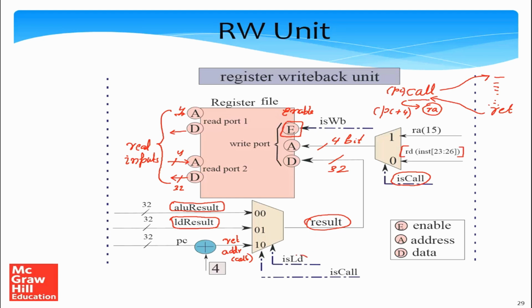So let's use 2 control signals, is load and is call. If both of them are 0, we choose the ALU result. If is load is 1 and is call is 0, it means it's a load, so we choose the load result. If is call is 1, which means that it's a function call, and is load is 0, we choose the third input. And after choosing, the value is called result, and that is what is written into the register file.